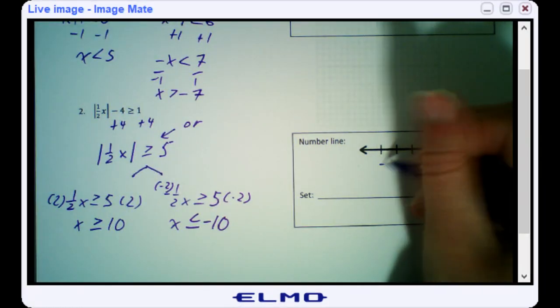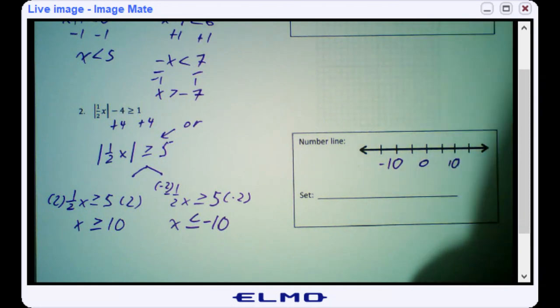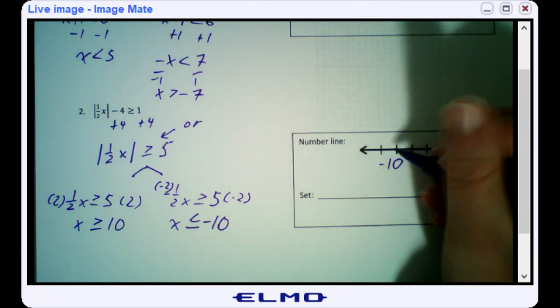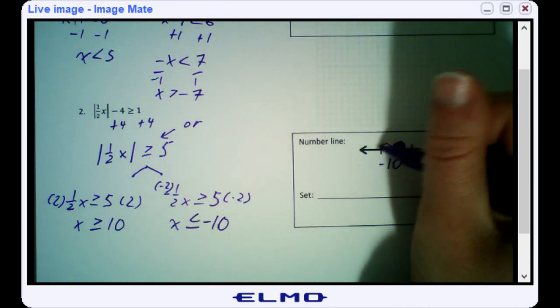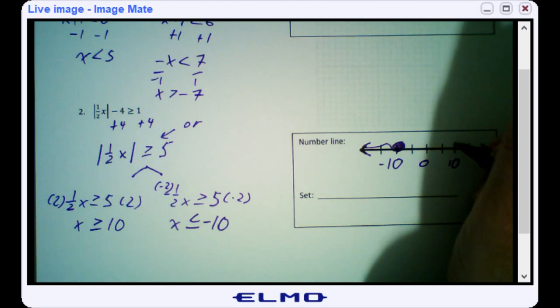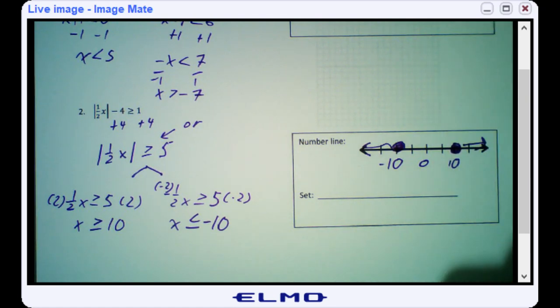On my number line, negative 10 and 10, 0 somewhere between. At negative 10, it's going to be a filled in circle because I can equal it. X is less than, so it's going to go left. At 10, it's going to be another closed circle because I can equal it. X is greater than, so it goes right. And it does look like an Oreo.